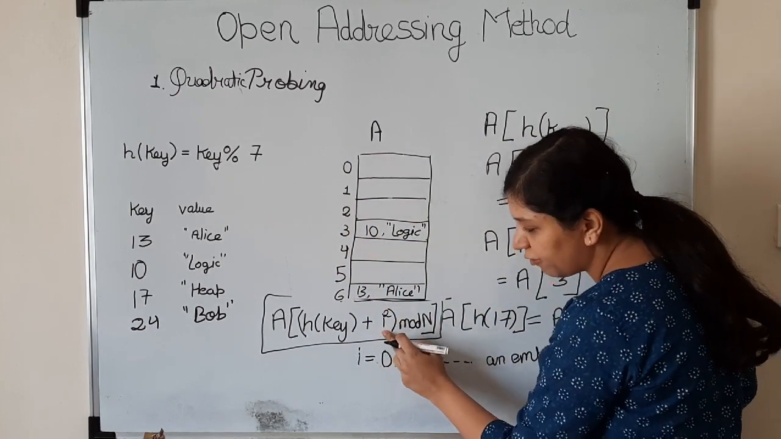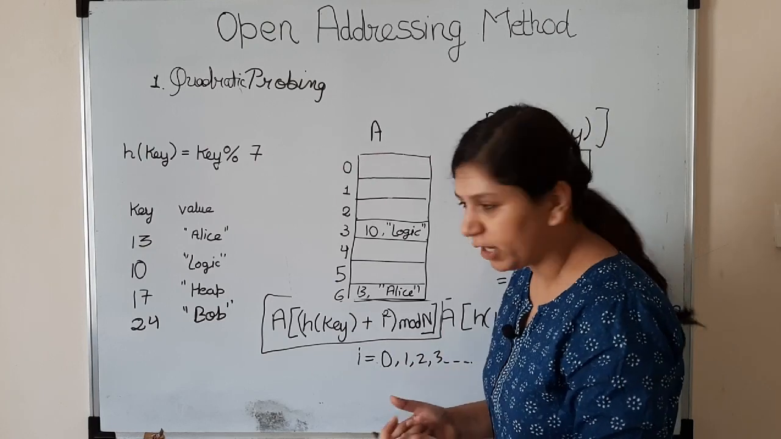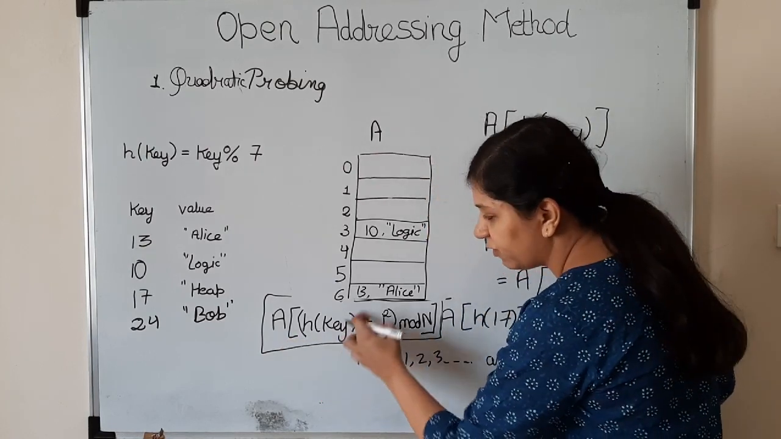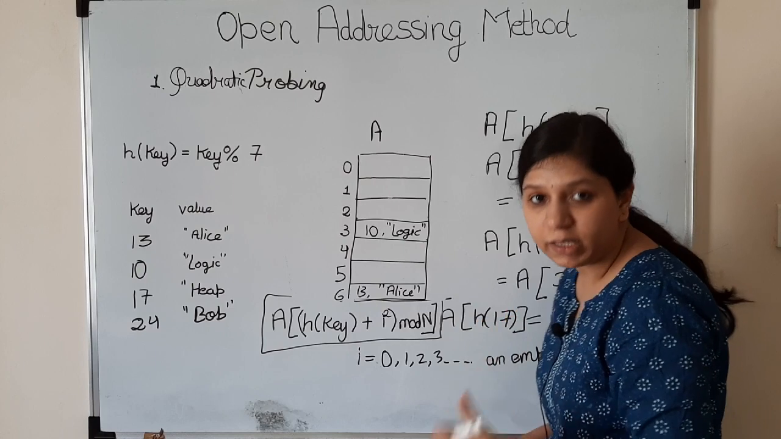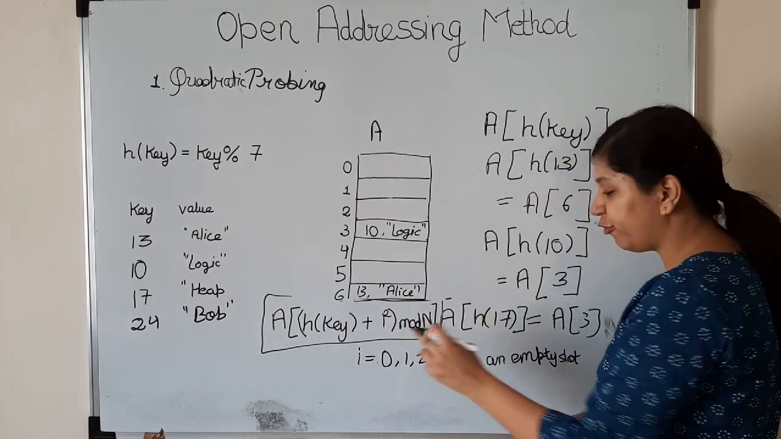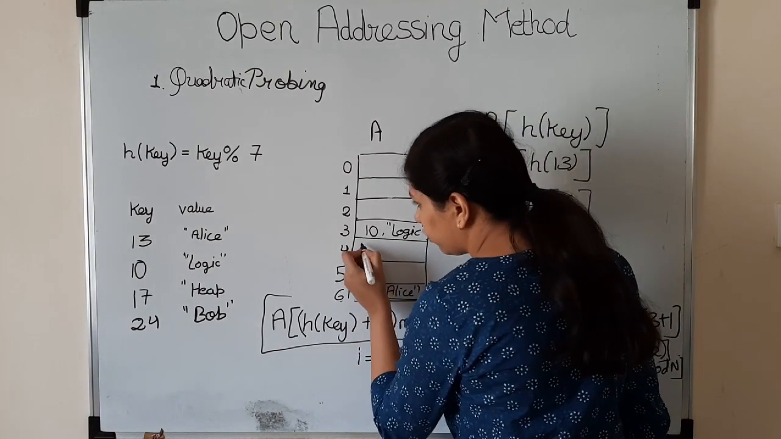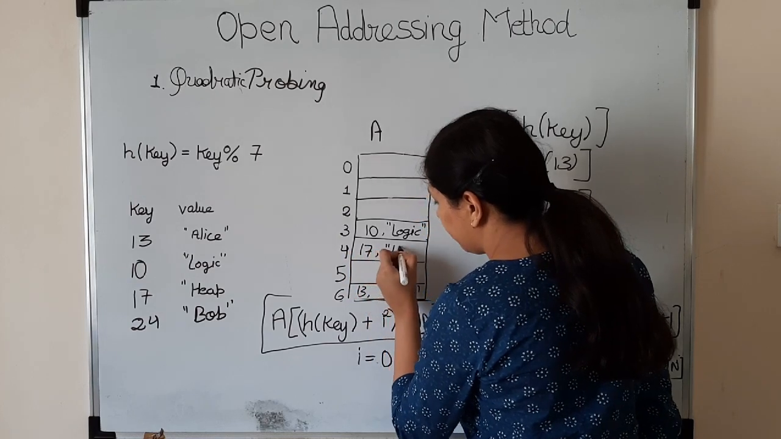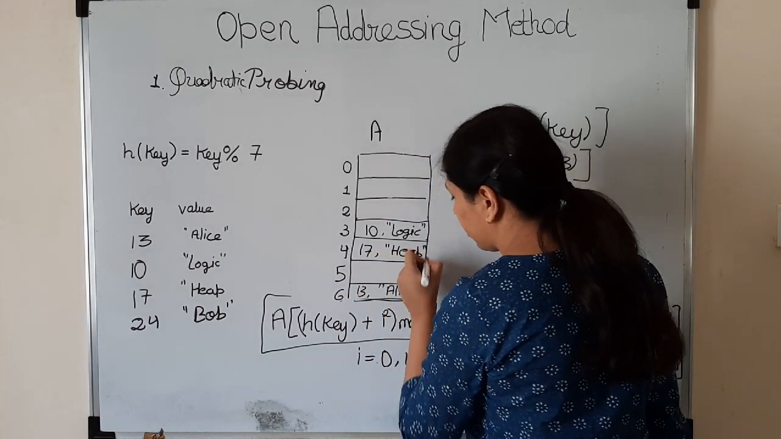Now you will increase the value of i from 0 to 1. So h(key), which is 3, plus 1. It is going to give you 4. 4 modulo 7 is 4. So you will put 17 heap here since it is empty.